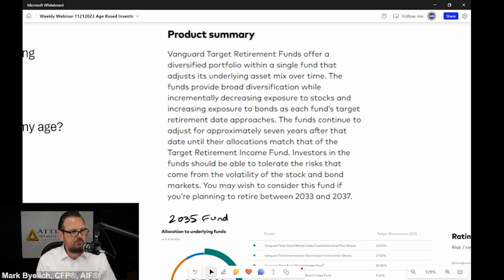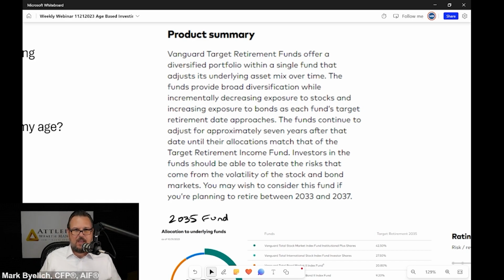The funds provide broad diversification while incrementally decreasing exposure to stocks and increasing exposure to bonds as each fund's target retirement date approaches. The funds continue to adjust for approximately 7 years after that date until their allocations match that of the target retirement income fund. We want to get to the target retirement income fund, Vanguard says, because that's where you're going to be drawing from those funds. Investors in the funds should be able to tolerate the risks that come from the volatility of the stock and the bond markets. You may wish to consider this fund if you're planning to retire between 2033 and 2037.